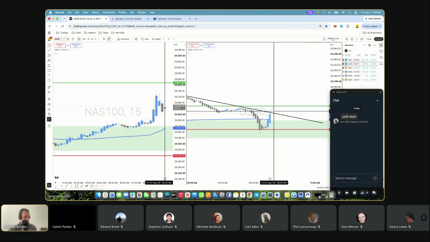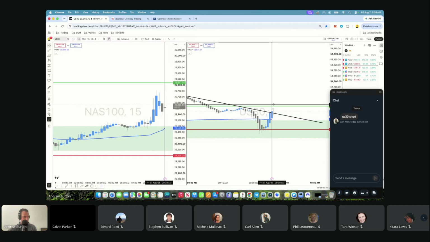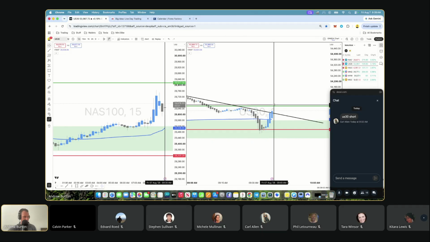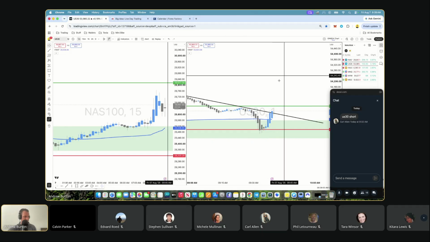Okay, so this is what I'm watching here: to see if we get a body open on the other side of this, and then I hope this isn't a liquidity sweep, because it might give us a long position here.